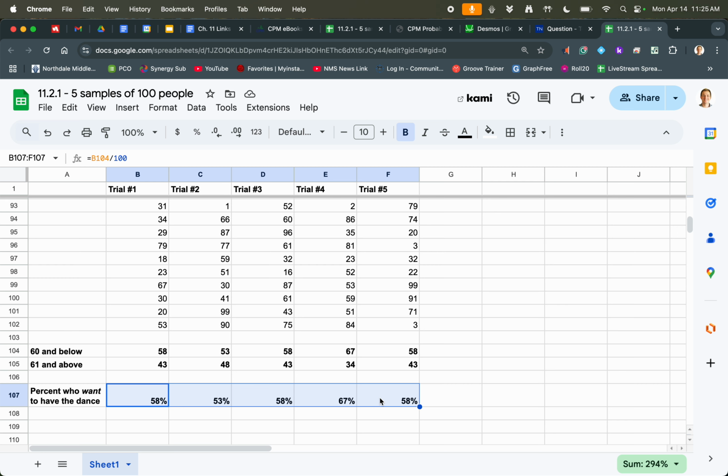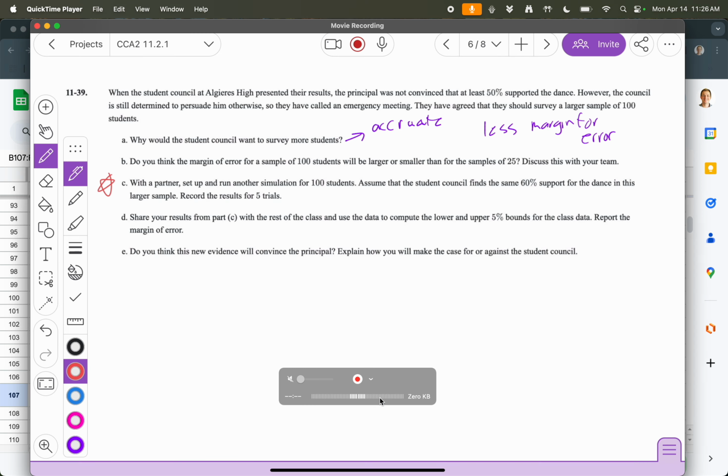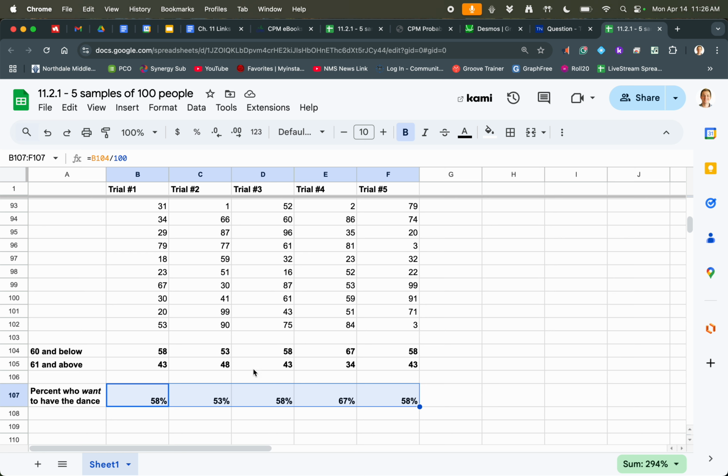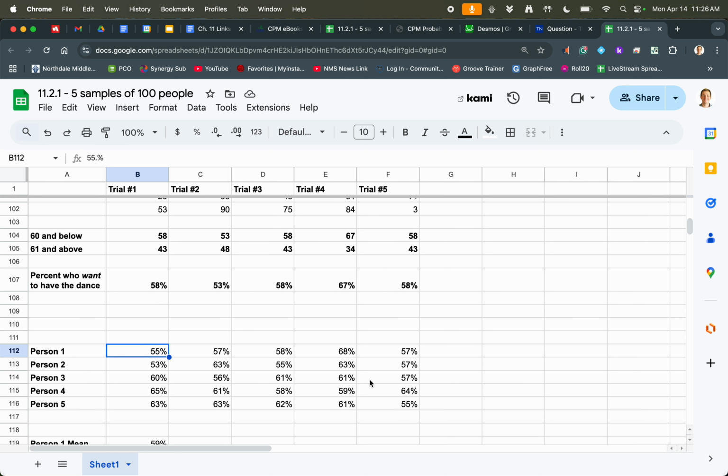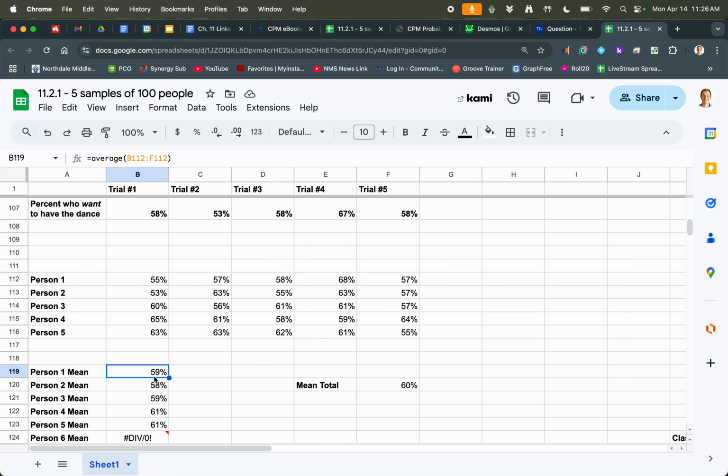So let's jump back to this question here. It says record the results for 5 trials. Okay, check. We have done that. Now we're going to do that with our class data. Again, I'm going to mock this up and just say, okay, here's person 1, here's person 2, here's person 3, 4, 5. And then I'm just going to take all these numbers. I know this isn't exactly right, but I just didn't want to do this a bajillion times. So here were my means. My means are much, much tighter, right? Like I'm at 1%, 2%, 1%, 1%. And then, of course, the mean total is still that same 60.